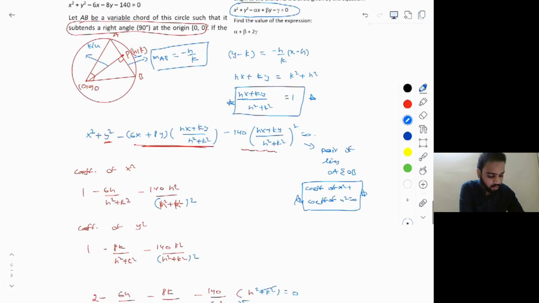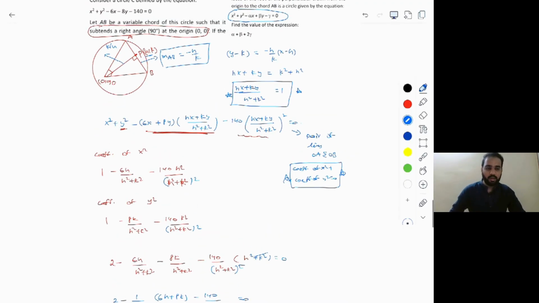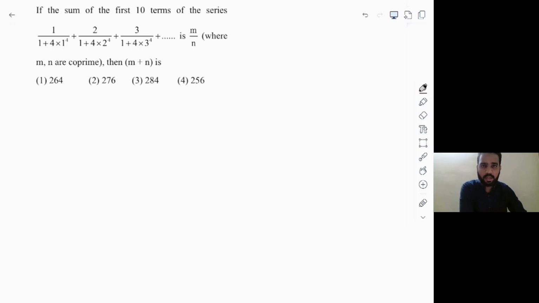Okay. So as I told, definitely it is a lengthy question and also difficult to get the idea of homogenization. But if you understand this properly, from here on, whenever we see this kind of question, try to get the idea of homogenization. And since they are perpendicular, what's the condition? Coefficient of x square plus y square is equal to 0. Okay. Let us take the next question.